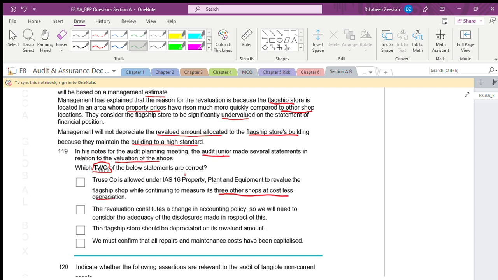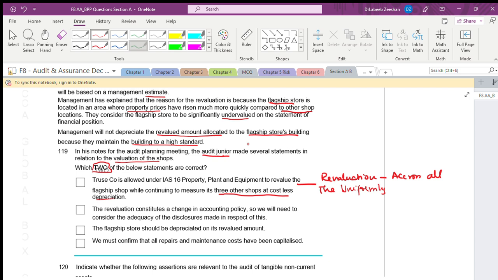See what we have discussed: we should revalue all the assets. Whenever we are doing a revaluation, it should be done across all the assets, uniformly. That is what it says. Uniformly. You cannot do one shop and ignore the others.